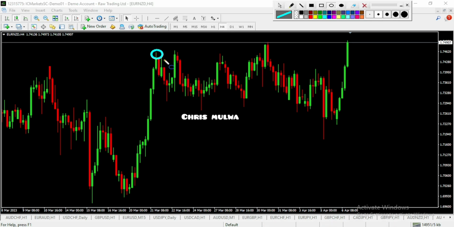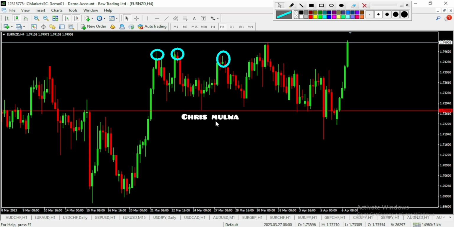Was this, then this, but the market did not. Let me see the lowest point. The lowest point was there. The market here failed to test the lowest point. That's why we could not buy.